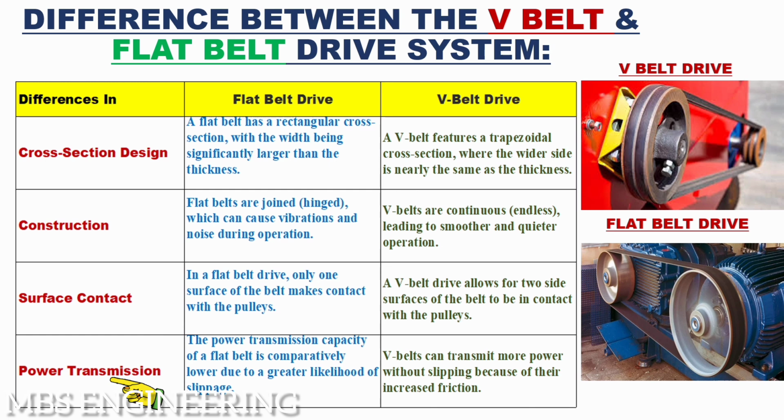The eighth difference is power transmission. The power transmission capacity of a flat belt is comparatively lower due to a greater likelihood of slippage. V-belts can transmit more power without slipping because of their increased friction.